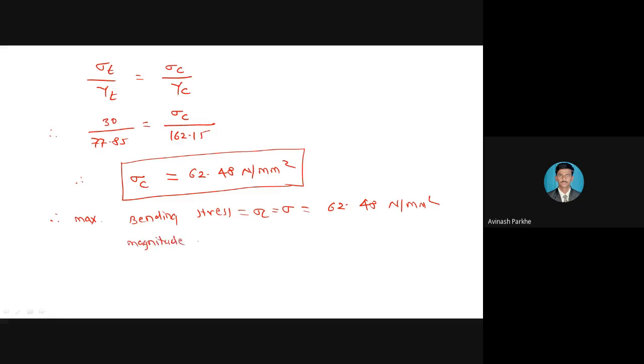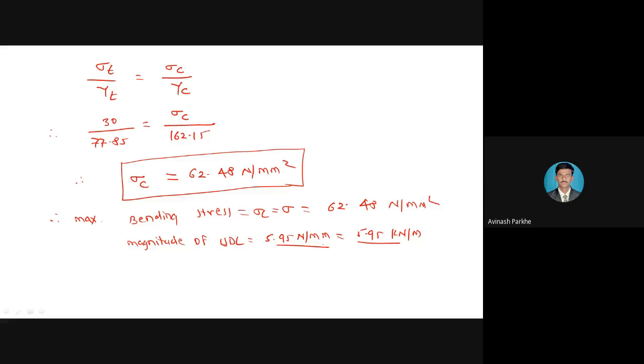and magnitude of UDL is equal to 5.95 Newton per mm is equal to 5.95 kilonewton per meter. So both the answers I have to write.